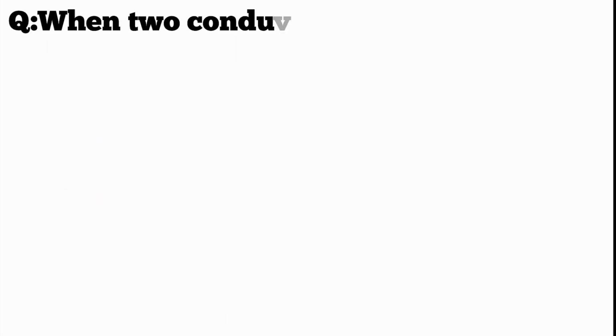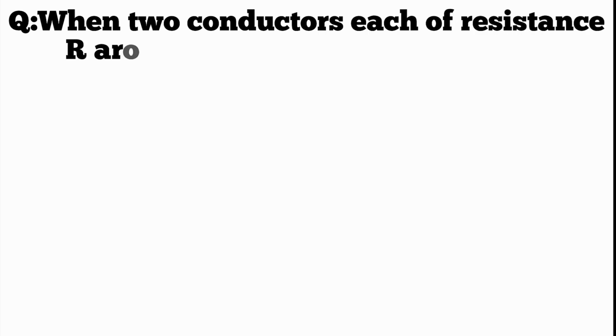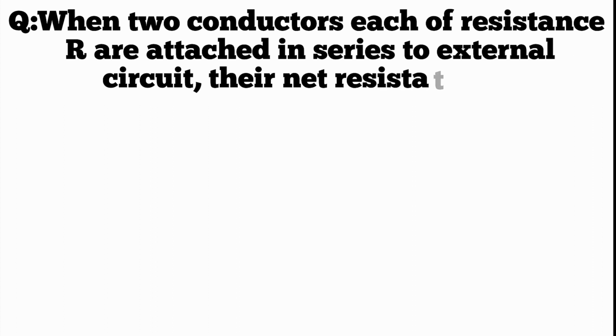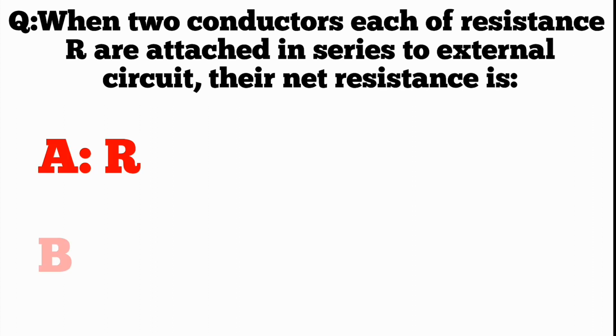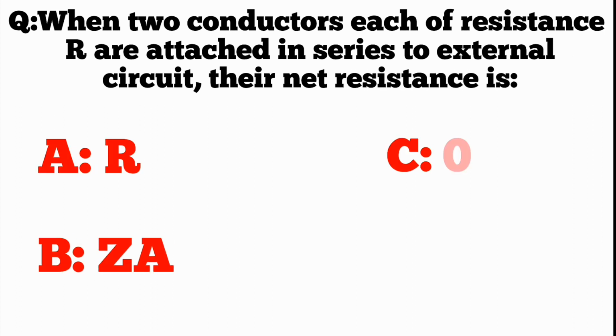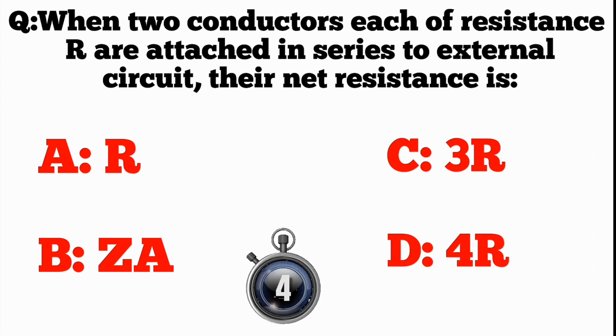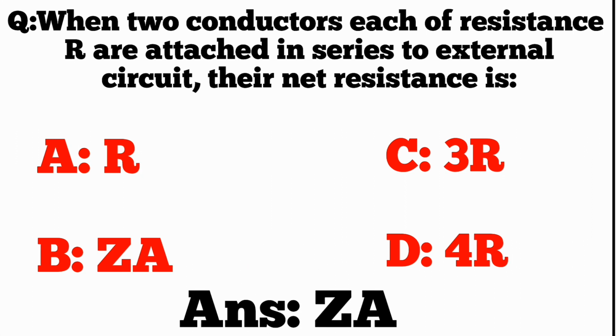Q. When two conductors each of resistance R are attached in series to external circuit, their net resistance is A. R, B. 2R, C. 3R, D. 4R. Ans. 2R.